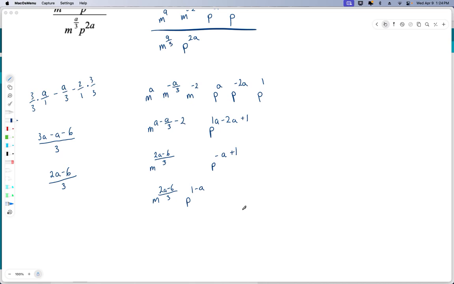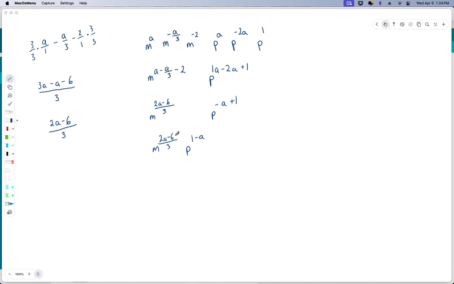There is only one more thing that we can do to further reduce this entire thing, and that is divide 6 by 3. Basically bring this back to the negative 2. So we have m to the 2a over 3 minus 2. That is the most reduced that we can do to the entire thing. So the exponent for m is going to be 2a over 3 minus 2, and the exponent for p is going to be 1 minus a.